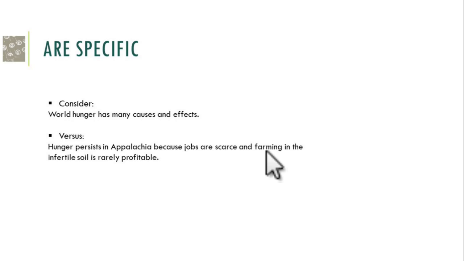Your thesis statement needs to be very specific. Here's one that's not effective. World hunger has many causes and effects. Great. That's good to know. But what are you writing about? Instead, hunger persists in Appalachia, which is a part of the eastern United States, because jobs are scarce and farming and the fertile soil is rarely profitable. So in your essay, if you were writing this, you would talk about how jobs are scarce in farming in this infertile soil doesn't make much money. And then your paper would give details about that.